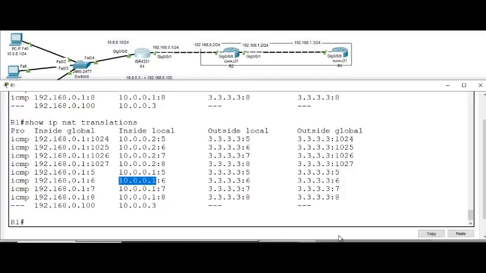0.1 is given to everyone, so there is confusion, so it will never allow pinging. See, now I'm trying to ping that address.